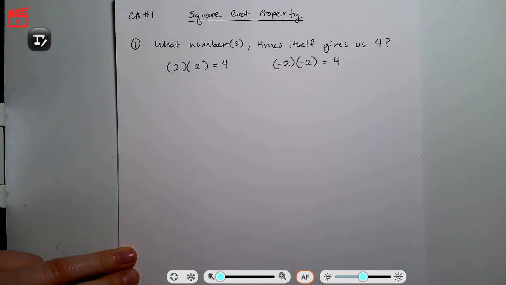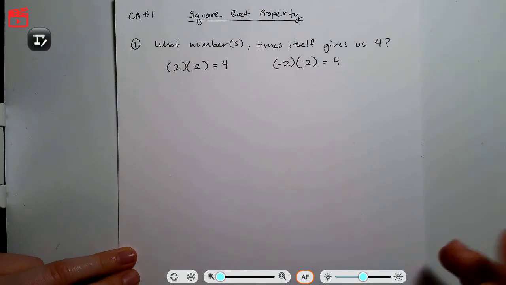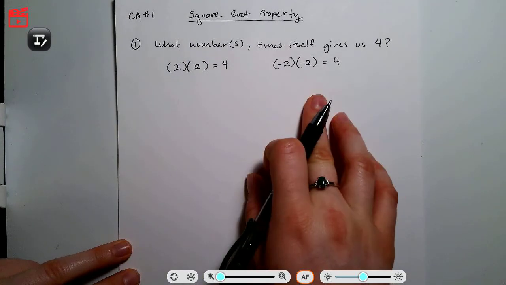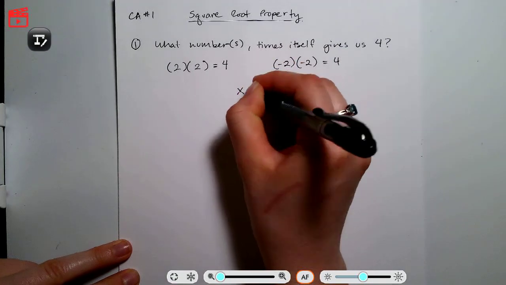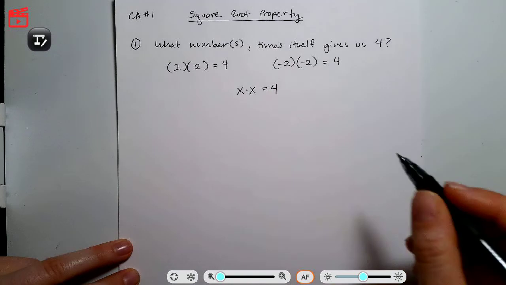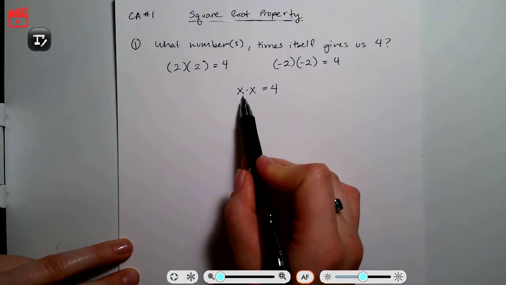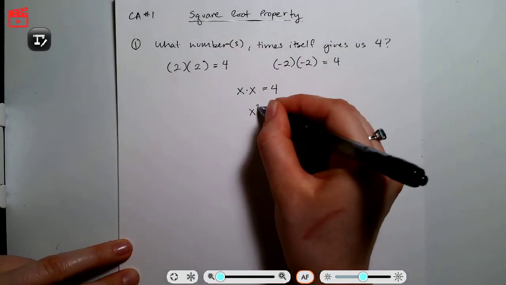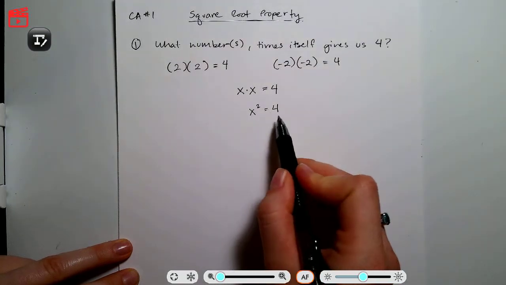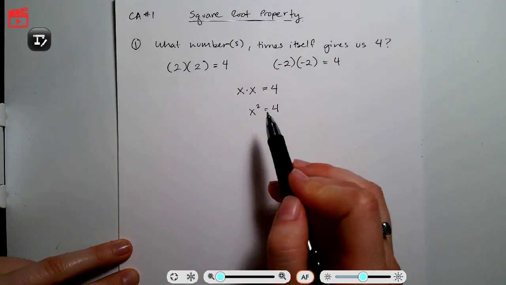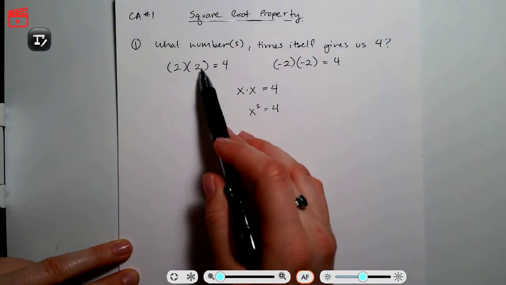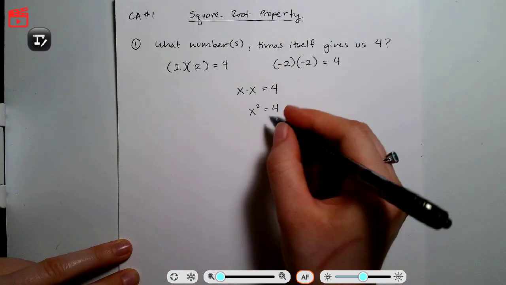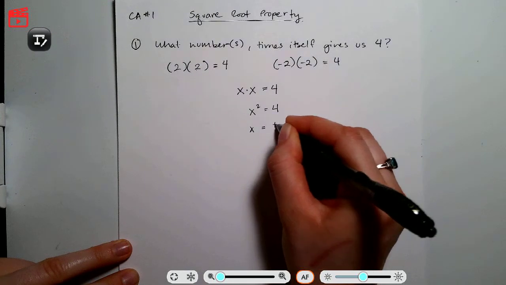Okay? Now the reason this is important is because if I was to say I have a number times itself that equals 4, how could I simplify x times x? That would be x squared, right? So x squared equals 4. If I was trying to solve this equation, the answer for this is not just going to be 2, right? It's also going to be negative 2. So the answer for x squared equals 4 is actually going to be x equals plus or minus 2.